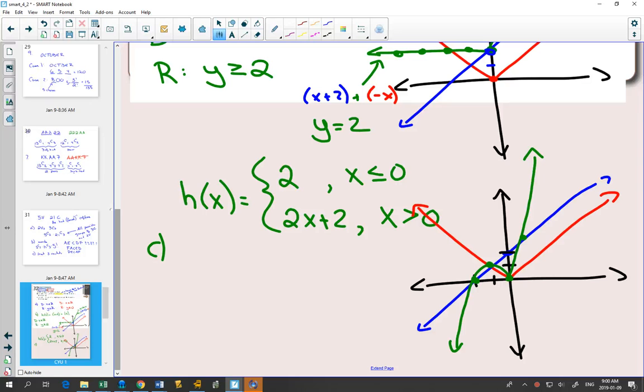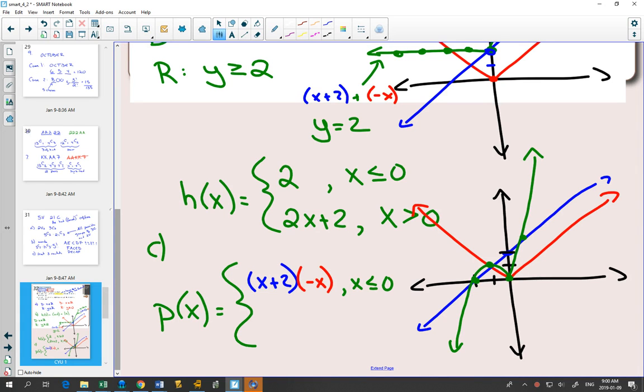So for P of x, there's two pieces. There's the blue graph multiplied by the red graph when it's less than 0. When it's less than 0, my blue graph was x plus 2. My red graph is negative x. And that's what it is when x is less than or equal to 0. And when x is bigger than 0, well, my blue graph is still x plus 2, and now my red graph is just x.